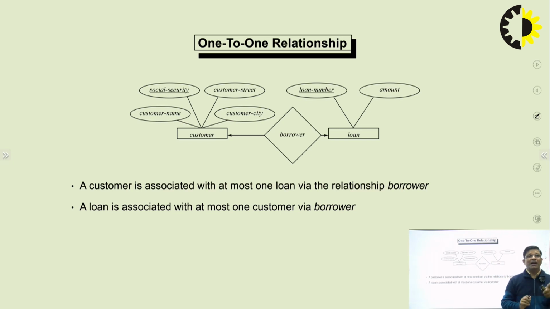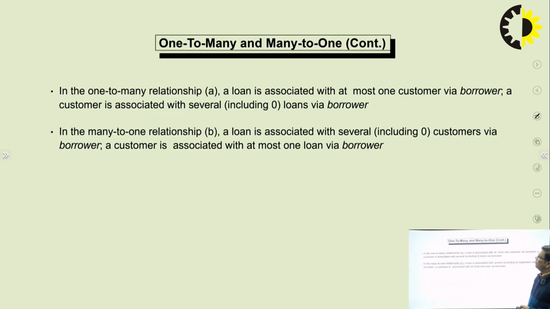If we say that a customer can take multiple loans, house loan, education loan, then this can be one to many. This relationship can be changed to one to many if there are multiple loan accounts in a customer. Okay. One to many, we have already discussed. A loan is associated with at most one customer by borrower. In many to one, a loan is associated with several.